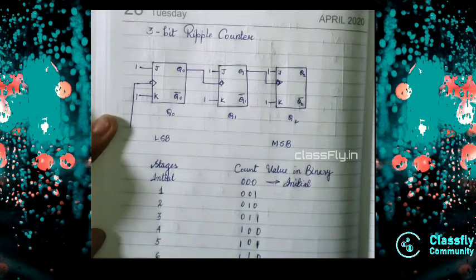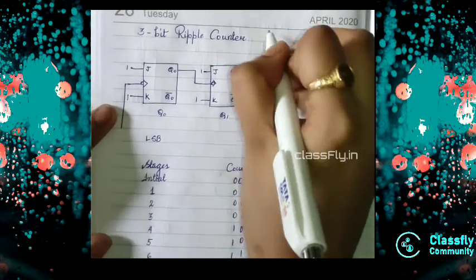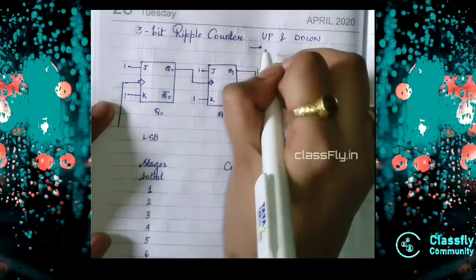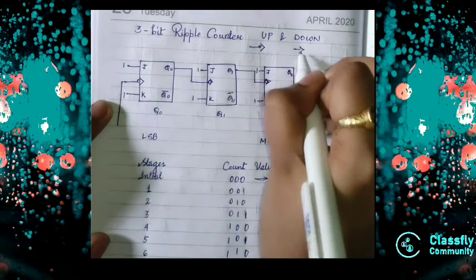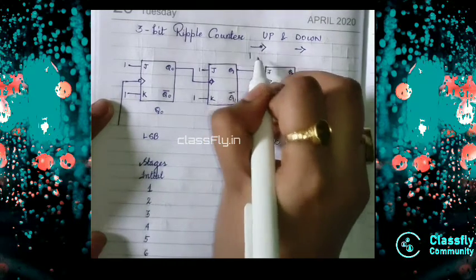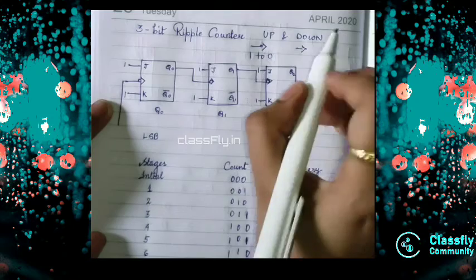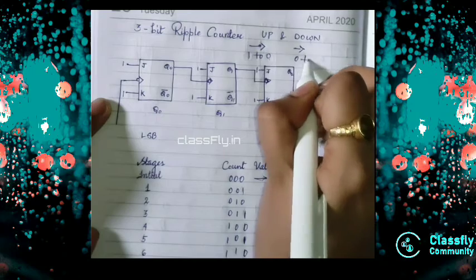So today we will deal with the 3-bit ripple counter, and there are two types: up and down. The difference between these two is that the up one is negatively triggered and the down one is positively triggered, that is the clock. Whatever the changes will be, in the up one, when the clock changes from 1 to 0, at that time there will be a change, and in the down one it's just the opposite, it will change from 0 to 1.